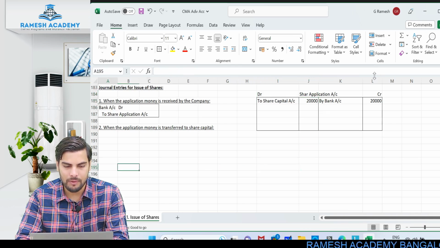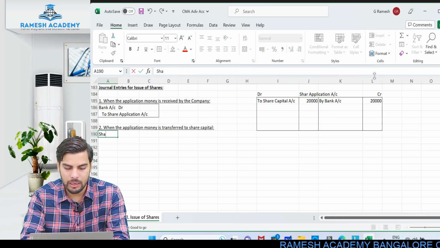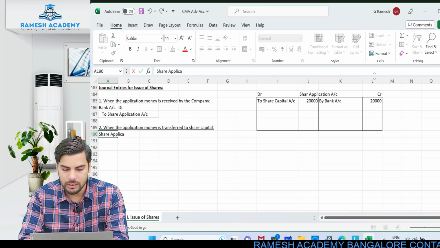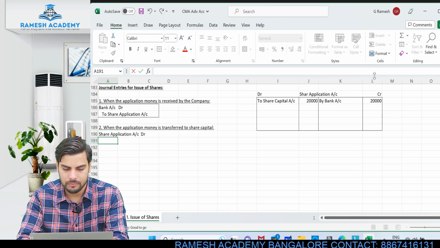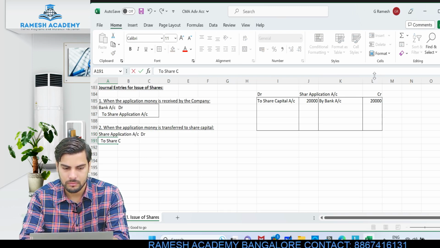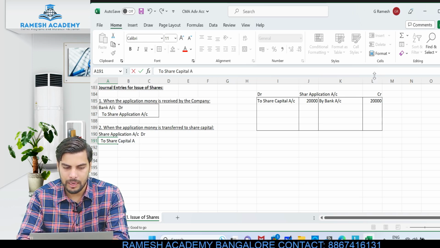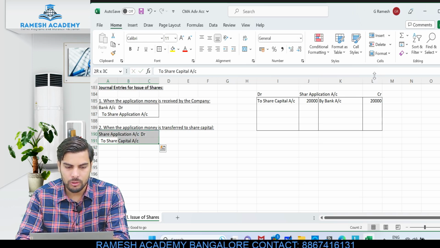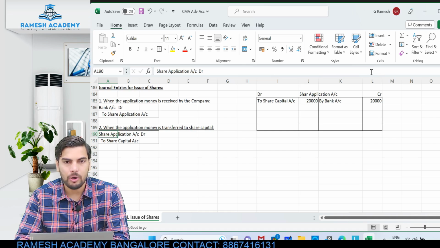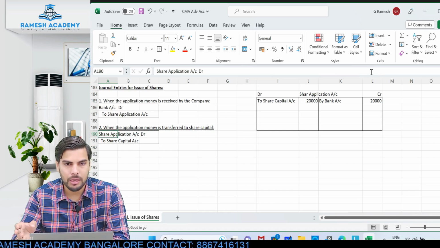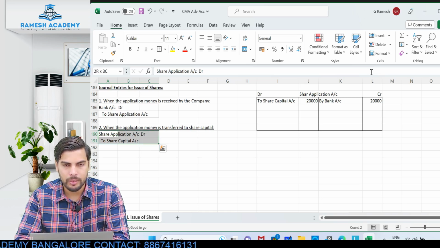So if you have a look at this, the journal entry would be like this: share application account debit to what? To share capital. So this would be my second journal entry. Clear about the logic? In the first journal entry, I had credited the share application account. Now I'm just debiting it. Why? Because I want to transfer the money from the share application account to share capital. So that's why I'm debiting it. So this would be the entry.